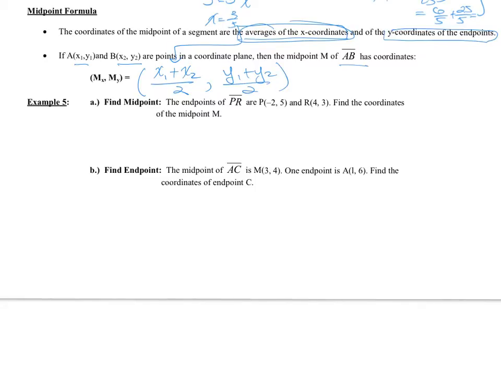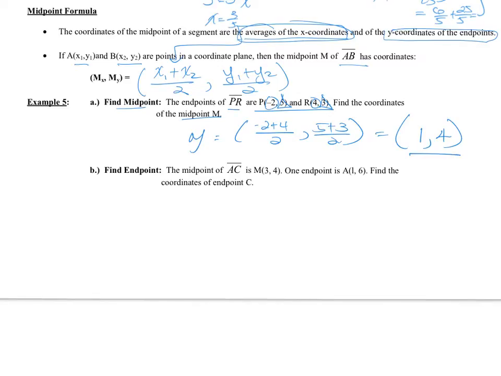Now, example 5, find the midpoint. The endpoints of segment PR are these points here. Find the coordinates of the midpoint M. So I'm going to take -2 and add it to 4, divided by 2, and then 5 plus 3 and divide by 2. And this will be 1 and then 4. So this is your midpoint, M.